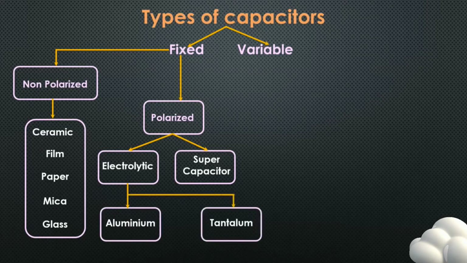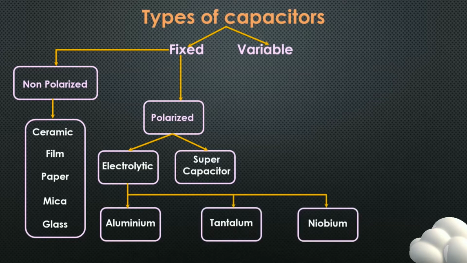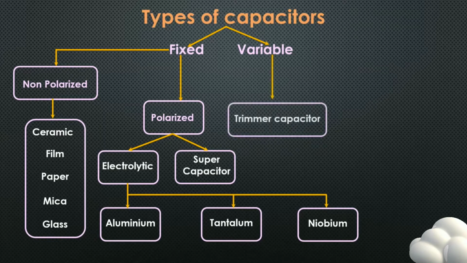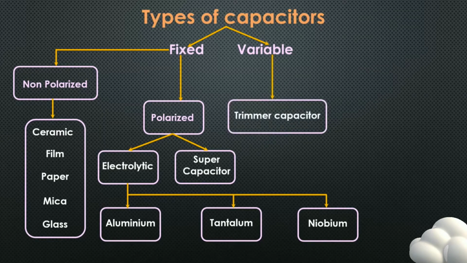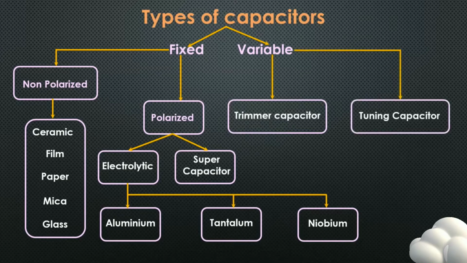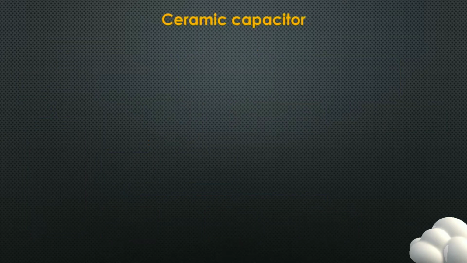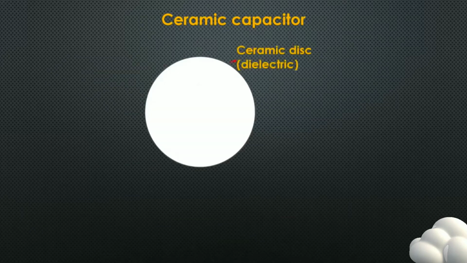The electrolytic capacitors can further be made of aluminium, tantalum and niobium. The variable capacitor is further classified as trimmer capacitor and tuning capacitor. So basically used in frequency oscillator circuits. The first one which we'll try to understand is ceramic capacitor.